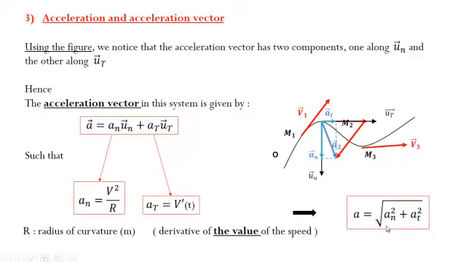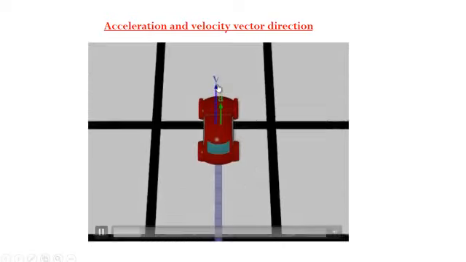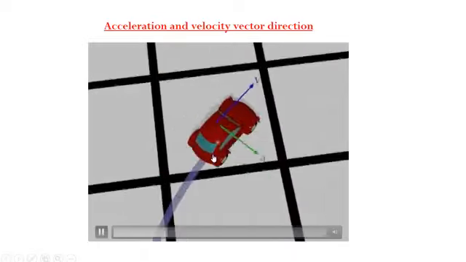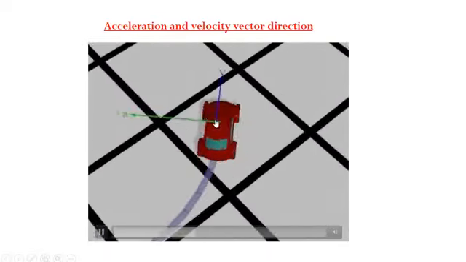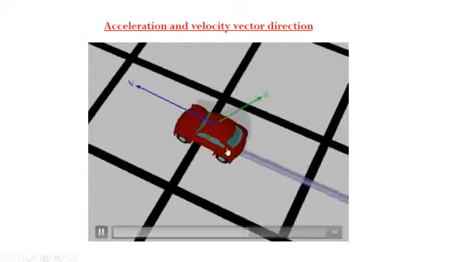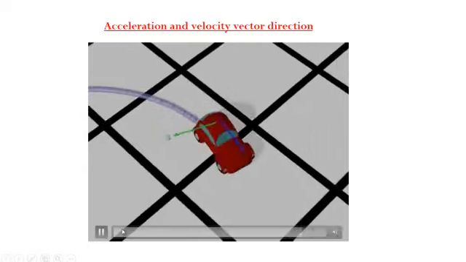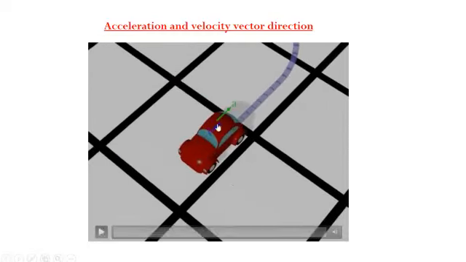Here, if you observe this animation, you will notice that v is always tangent to the trajectory, but the direction of a is changing. Sometimes it coincides with at, sometimes with an, and another time it's oblique. It has the two components. So this is for v and a, the direction.